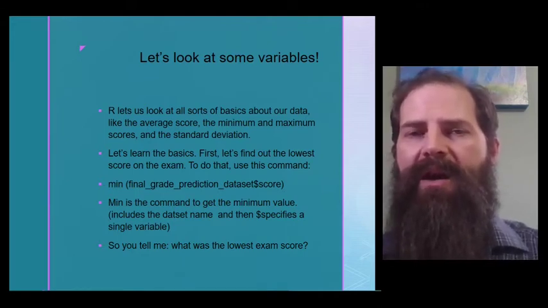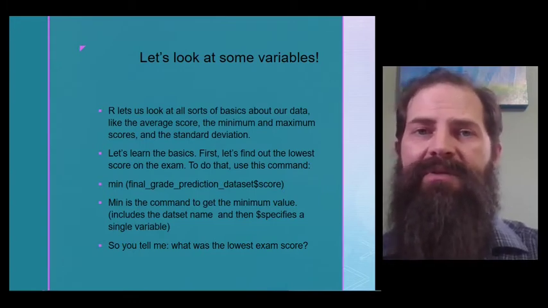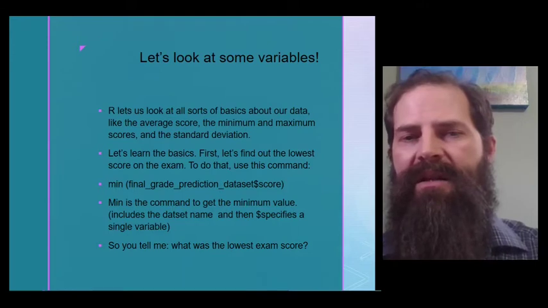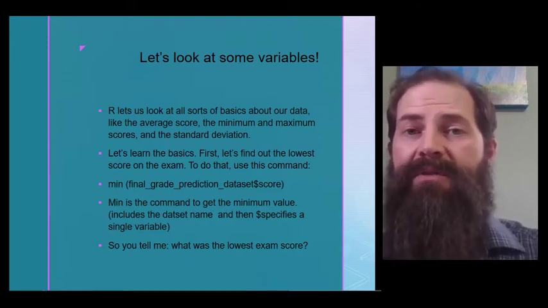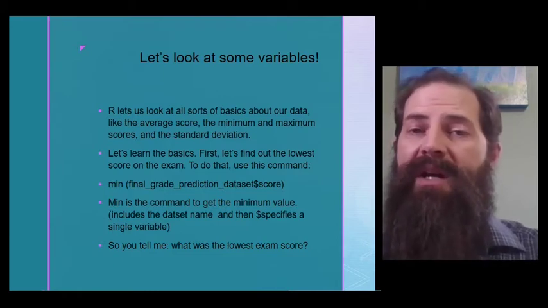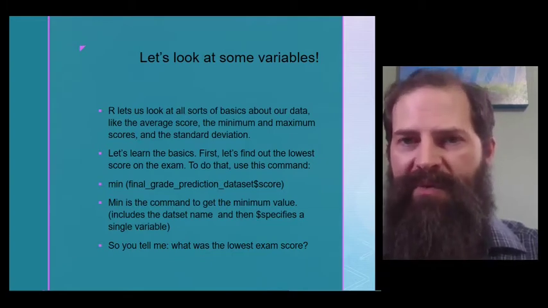Now, R can do some really simple tasks, and that's how we're going to introduce ourselves to it, learning to do things like find the minimum value, the maximum value, and the average score. So we're going to learn some really basic things, and I'll walk you through how to do that. Let's pretend that I want to find the lowest score in the data set. Now, first off, we're going to use a command, min, M-I-N, and then we're going to put something in parentheses.